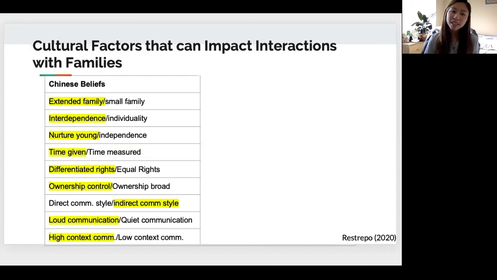In a bilingual SLP class that I'm currently taking with Dr. Restrepo and Victoria Clark at ASU, we discussed cultural beliefs that can impact interactions with our clients and their families. I was curious about how the internet portrays Chinese culture, and here is the summary of what I found as I was searching on the internet. They include valuing extended family more than small family, interdependence, nurture young, time given, differentiated rights, ownership control, indirect communication style, loud communication, and high context communication.